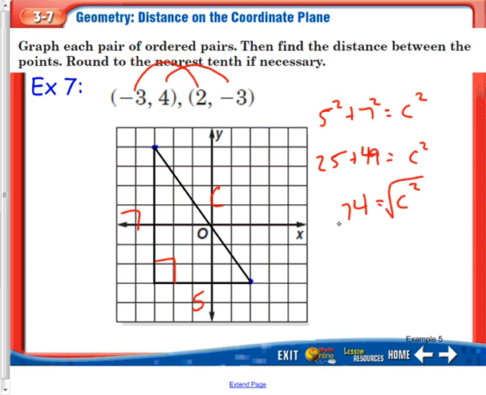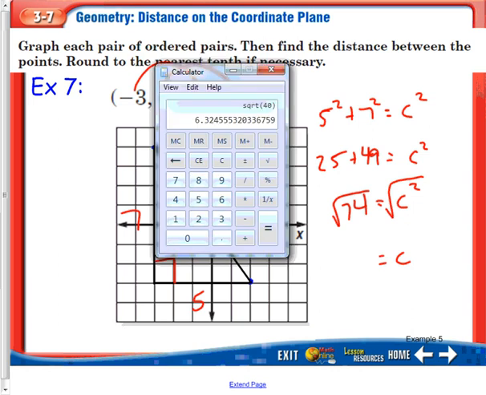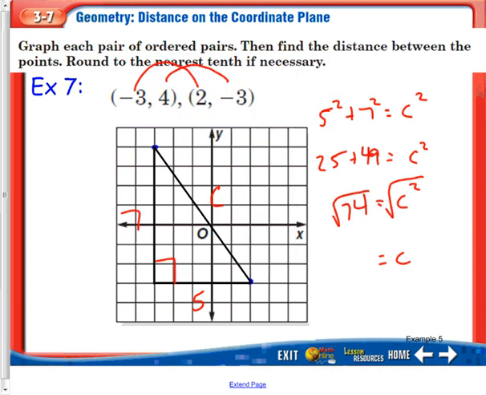And then we'll take the square root of both sides to get c is equal to, and if we need to use our calculator, we know it should be between 8 and 9, but we'll find out the square root of 74 is about 8.6. So c is about equal to 8.6 units. And that's one way to find the distance between 2 points on a coordinate plane, is using the Pythagorean theorem, because any right triangle will follow the rules of the Pythagorean theorem.